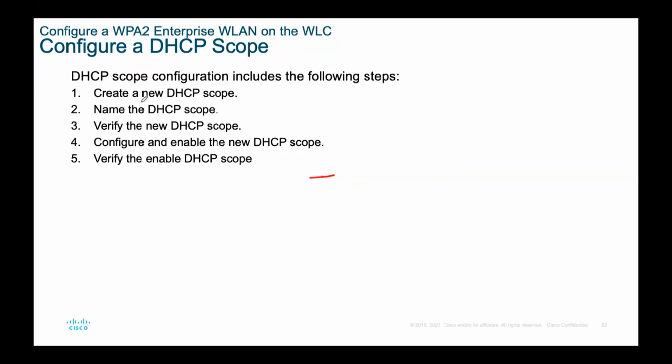Okay, configure the DHCP scope. So the DHCP scope configuration includes the following steps. Create a new DHCP scope and name the DHCP scope. Verify the new DHCP scope, and configure and enable the new DHCP scope. Finally, verify and enable the DHCP scope.